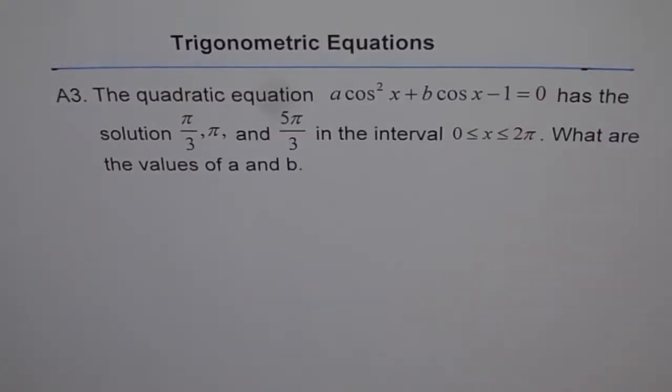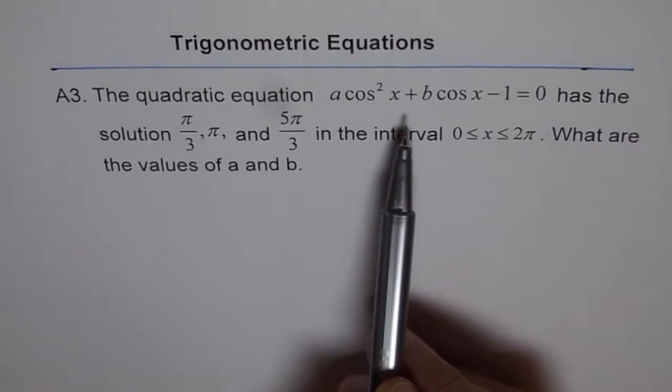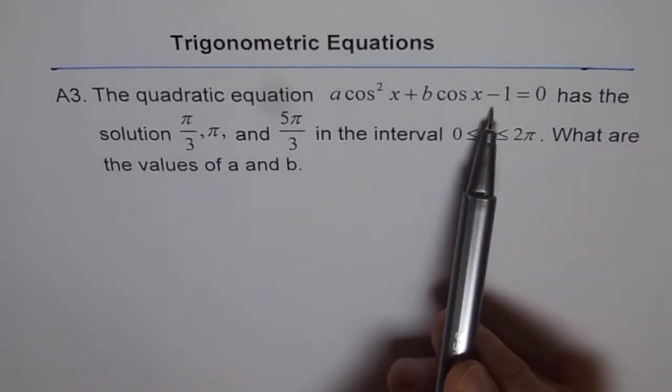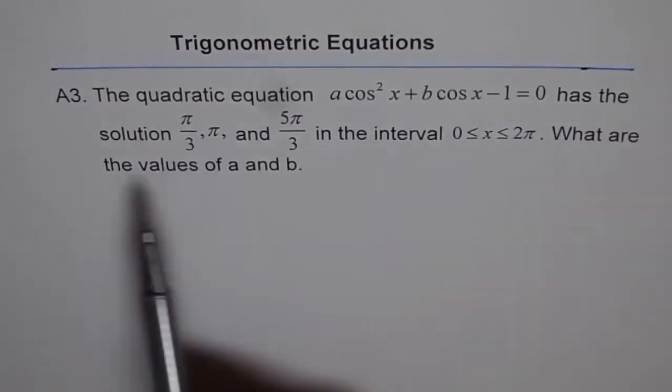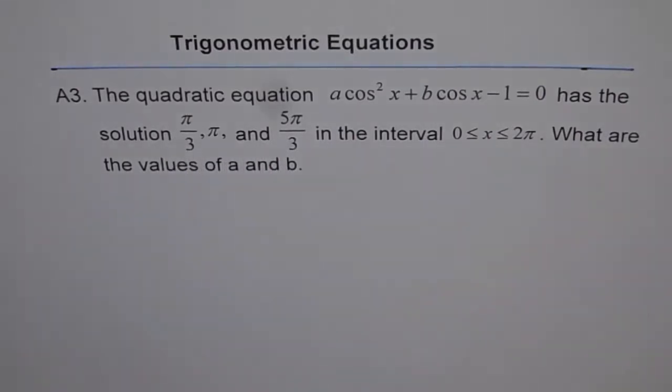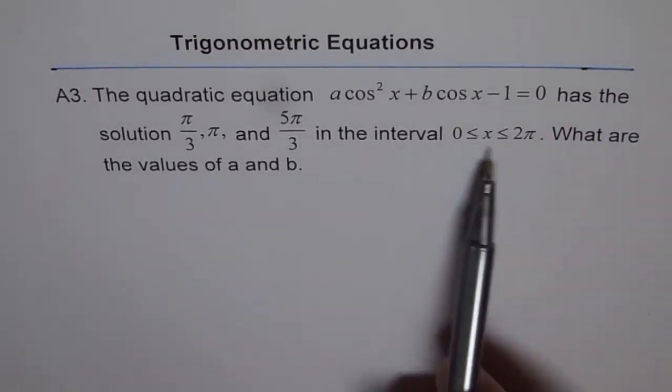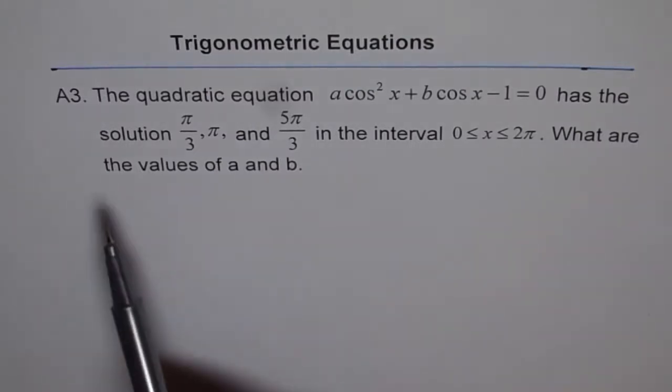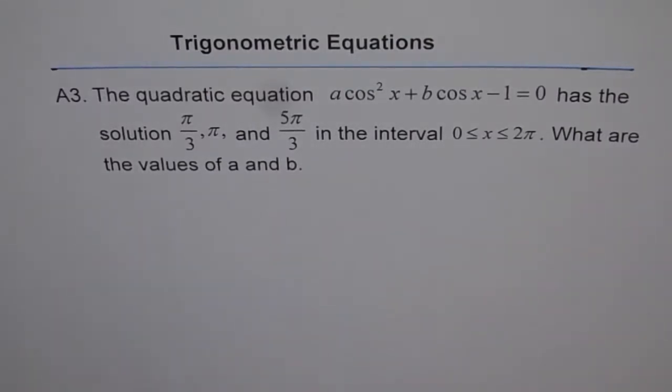Application problem A3. This is a very interesting application and thinking problem. The question here is: the quadratic equation a cos square x plus b cos x minus 1 equals 0 has the solutions pi by 3, pi and 5 pi by 3 in the interval 0 to 2 pi. What are the values of a and b? I'd like you to copy the question, solve it, and then look into my solution. Okay? Here is my solution.